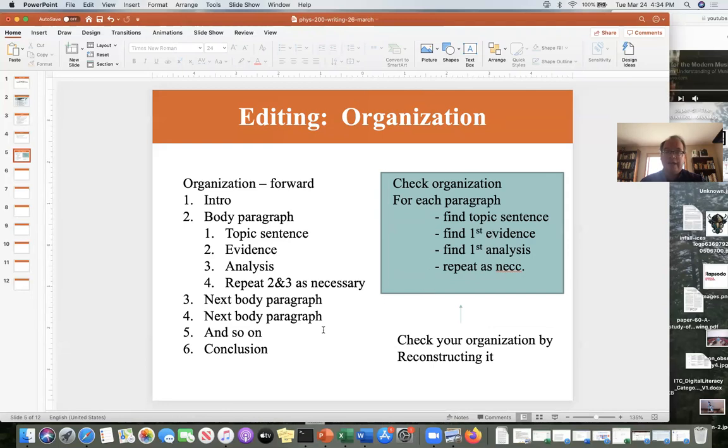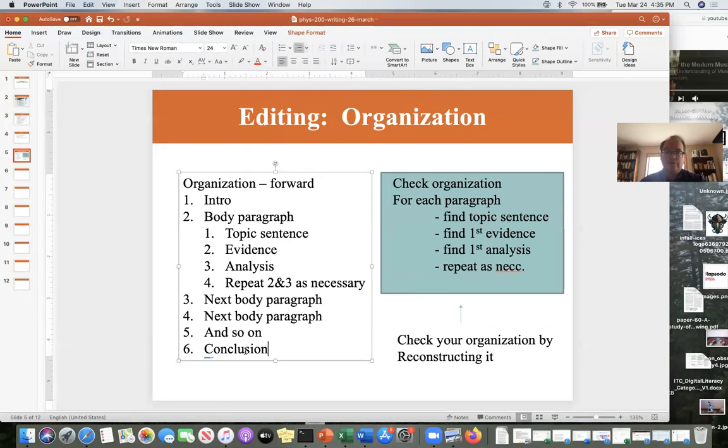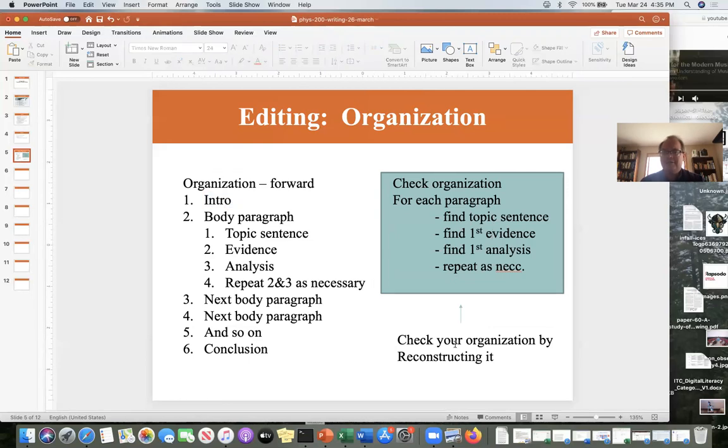If you find that you don't have the concluding section or you don't have an introduction section, then again, you know that it's not complete. So this is almost like constructing an outline from the paper as opposed to constructing the paper from the outline. Use this as a way to check your organization.